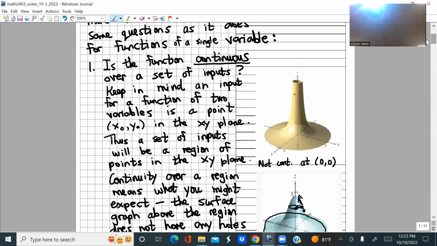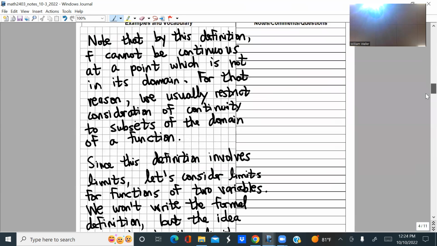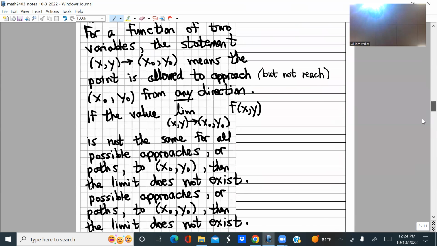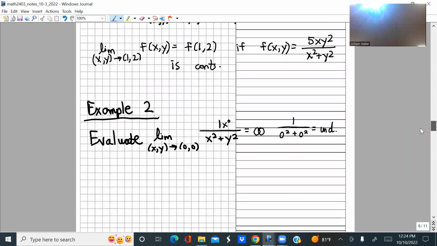So the limit doesn't exist. Well, except you could say it's positive infinity.